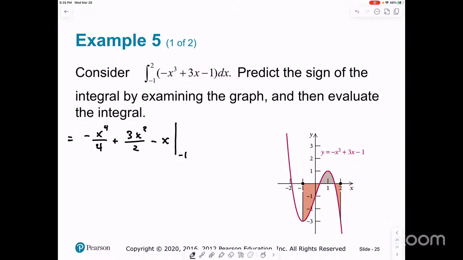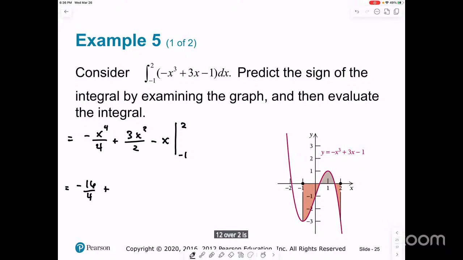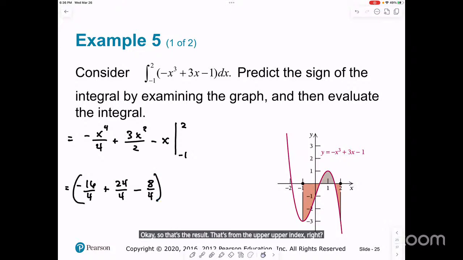Okay. So if we plug in when x is 2, 16, so it's a -16 over 4. 4 times 3 is 12. 12 over 2 is the same as 24 over 4. Minus 2 over 1, so then 8 over 2, I mean 8 over 4. Right, I just got a common denominator. Okay, so that's the result. That's from the upper index, right? So then we're going to say minus.